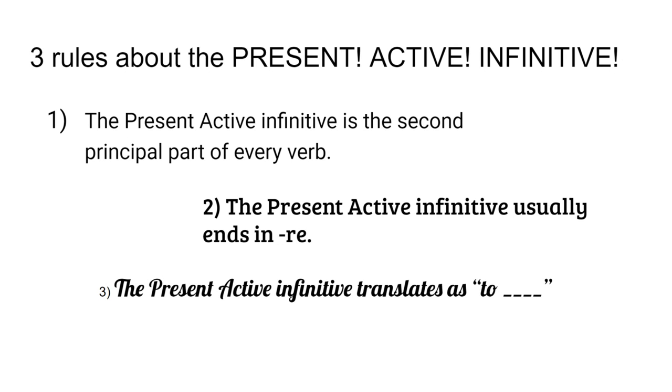And third and final rule of the present active infinitive is that it usually translates as "to blank, to blank." You're going to see this for all infinitives that we practice from here until the end of the year. Something that has to do with to. We're going to add something to that, changing the tense and the voice mostly. But to is a good starter for all infinitives.